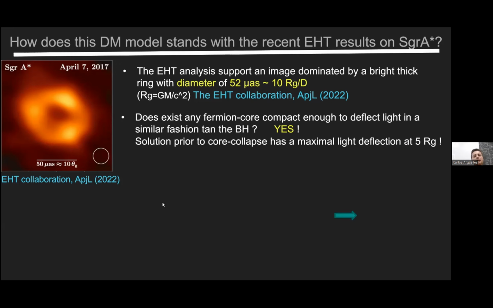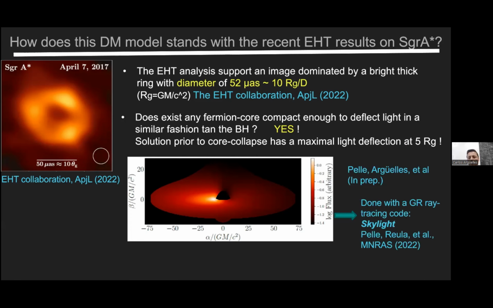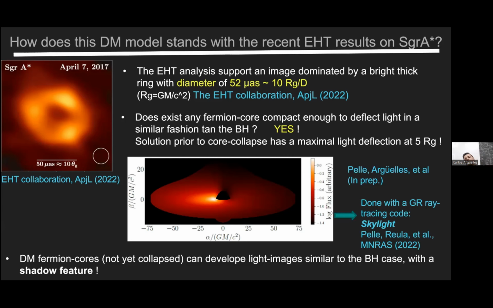And therefore, an important question is: does there exist any fermion core, compact enough, of this dark matter distribution which can develop an image similar to the black hole? Well, interestingly, we have been attacking this problem since last year with a big collaboration with people expert in ray tracing algorithms. This has been done with a general relativistic ray tracing code named Skylight, which has been recently published in this paper. What we are doing is putting a surrounding accretion disk, where light is coming towards this central dark matter core, and we are seeing that, interestingly enough, not yet collapsed dark matter cores can develop a similar image, showing these strong lensing effects around the central object and casting a shadow as well.